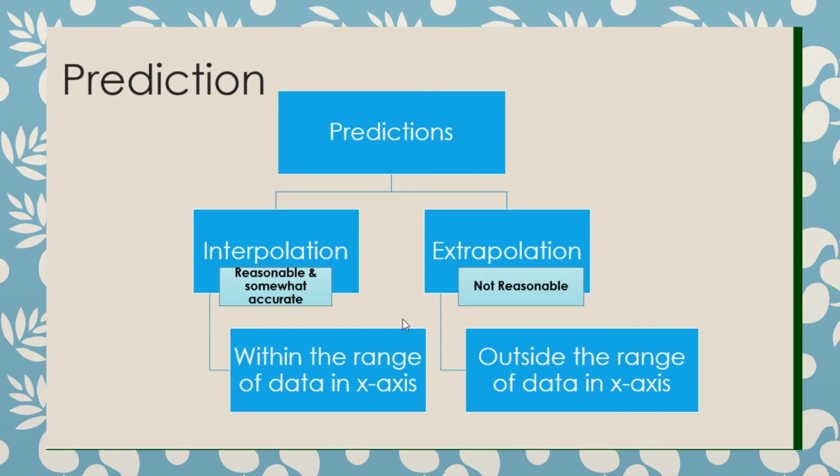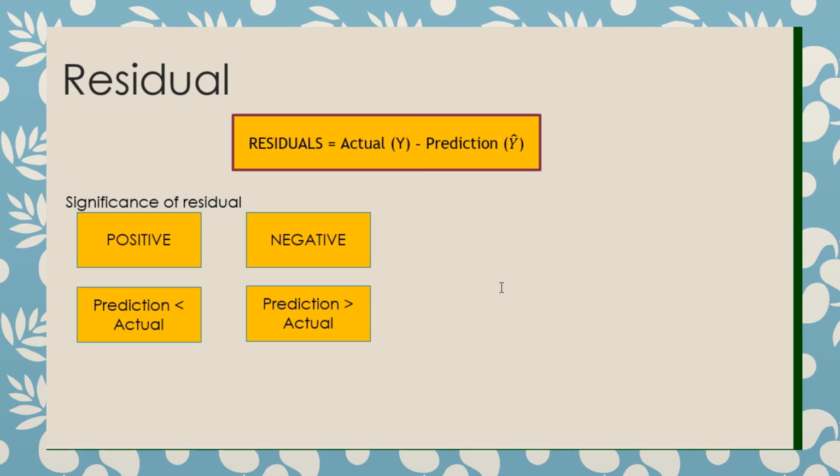Okay, first they ask you to predict, you predict already. Then you see, is it within the range of X? Look at your X data and see, is it within that range? Oh yes, it is. Then it's interpolation. Standard answer. Interpolation, 1 point. Second point, reasonable and somewhat accurate. Okay, if it's extrapolation, next point, not reasonable. Very simple. Okay, follow these steps.